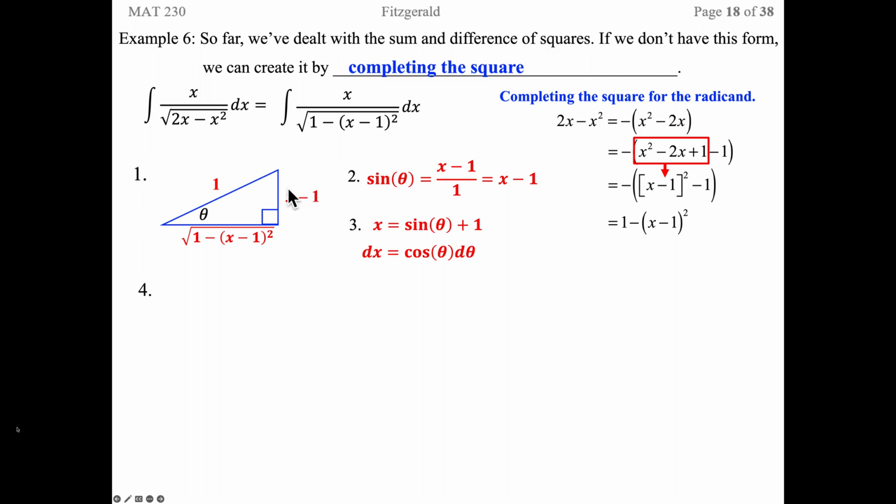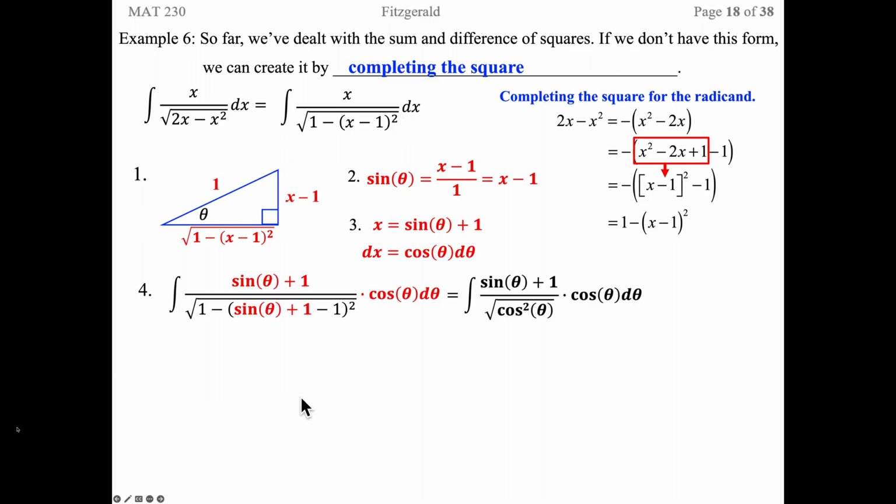So now we're ready to substitute back into our integral. This x right here will be sine of theta plus 1, and then we're going to put sine of theta plus 1 for this x, and on the side we'll have cosine theta d theta. So there's my substitution. The nice thing here is inside this set of parentheses, the plus 1, minus 1, they're going to cancel out.